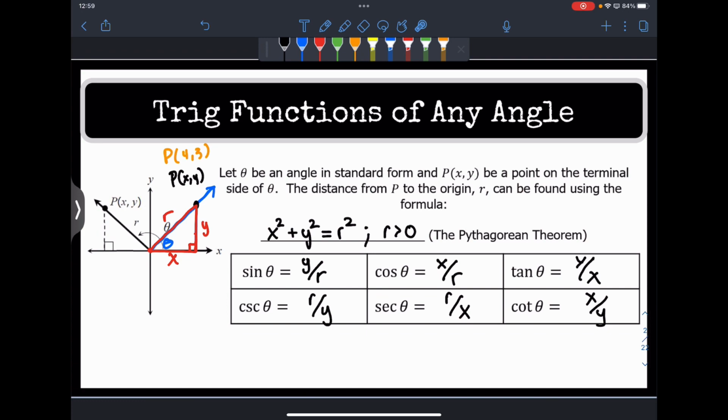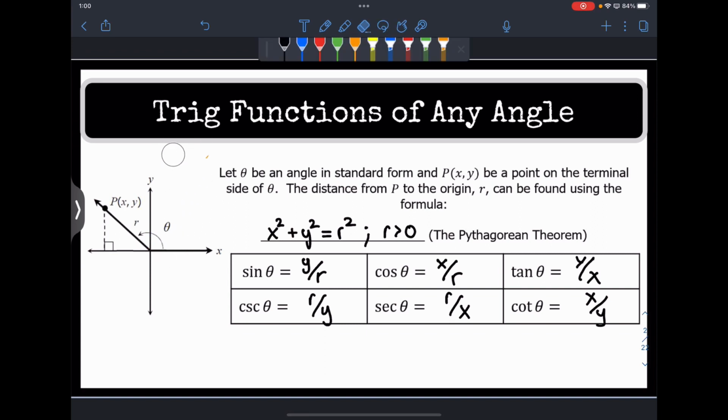So if I look at this angle in the first quadrant, I can clearly see that the right triangle that I create using the coordinates x and y gives y over r, x over r, and y over x for sine, cosine, and tangent respectively. So that's how and why we end up with this definition for points on an angle that is drawn in standard form. As a result, that's why this is true.